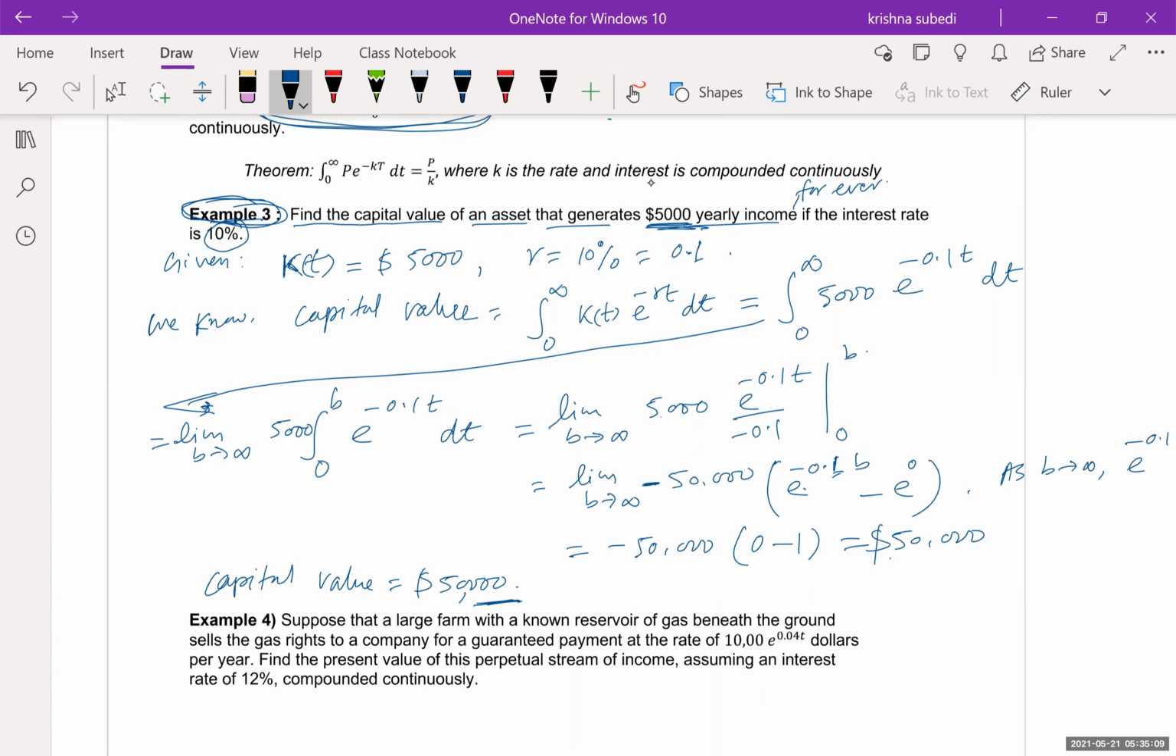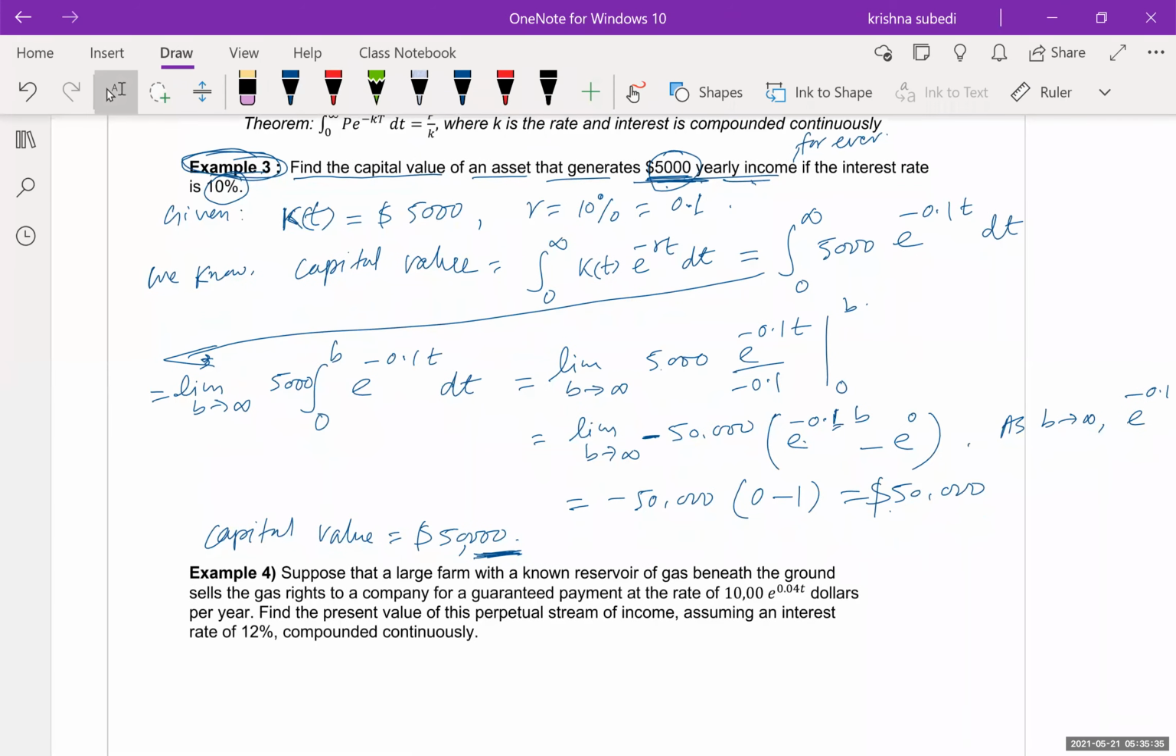so in math we can actually live in the world of imagination. So let us suppose that the bank pays you 10% interest, and if you put the $50,000 in that account, you can draw $5,000 every year for infinitely many years. That's what the meaning of this. Okay, any question, guys?